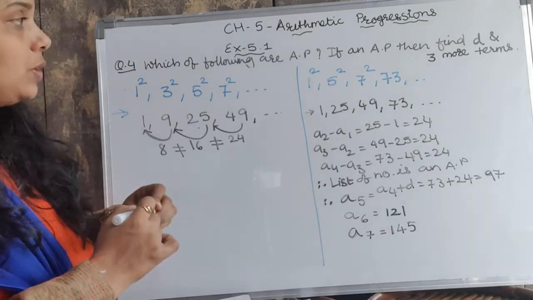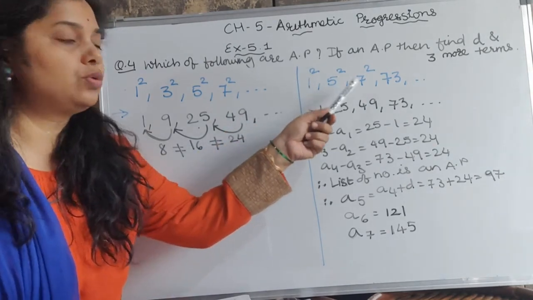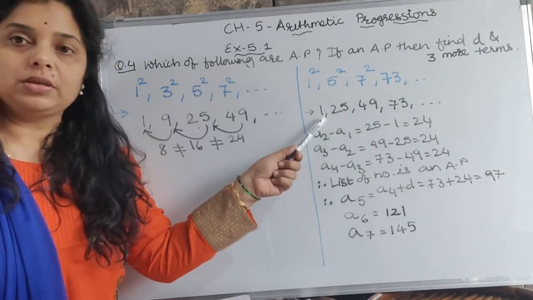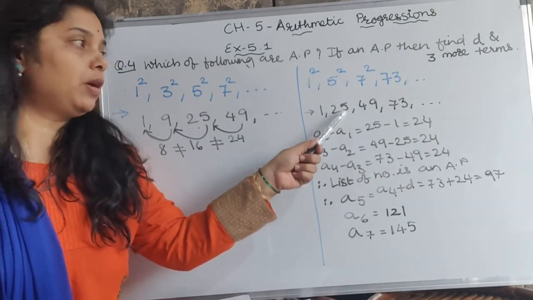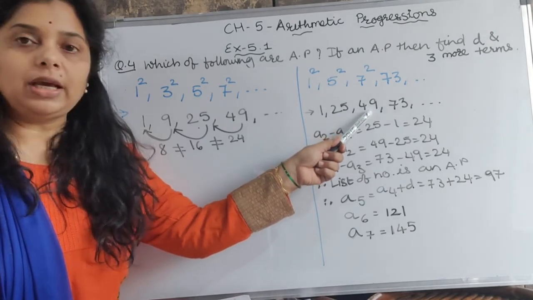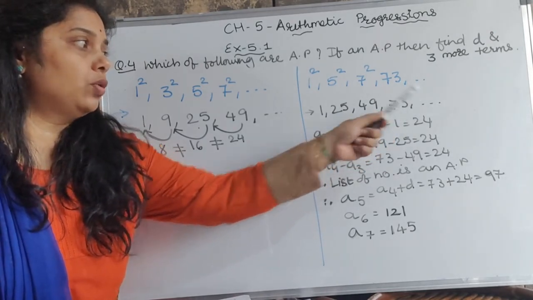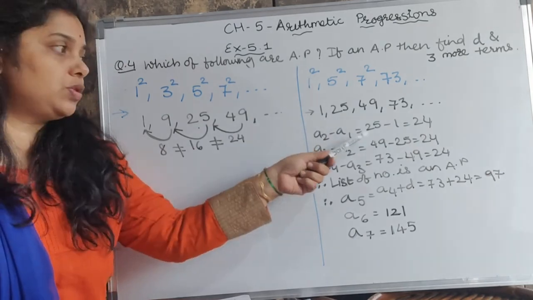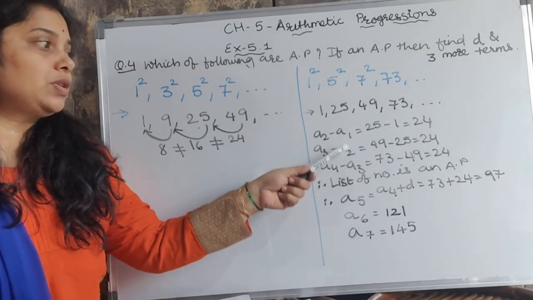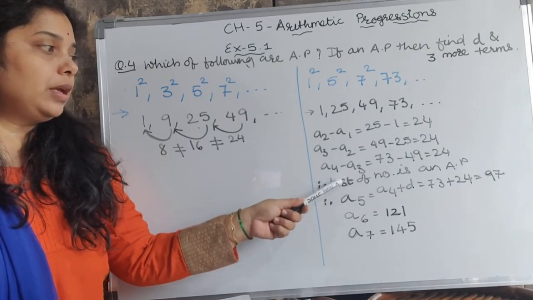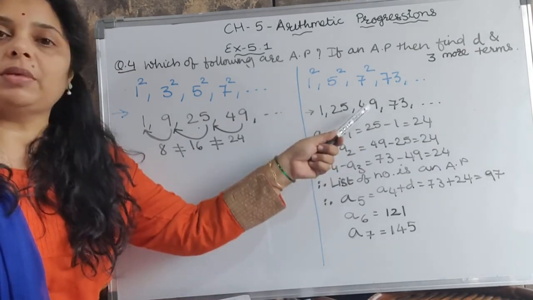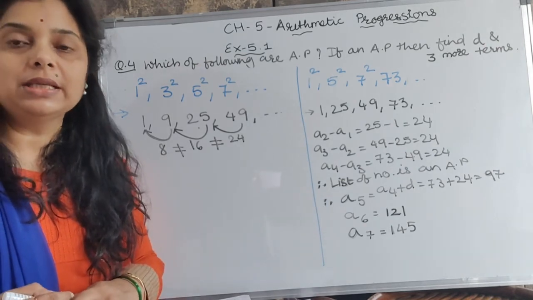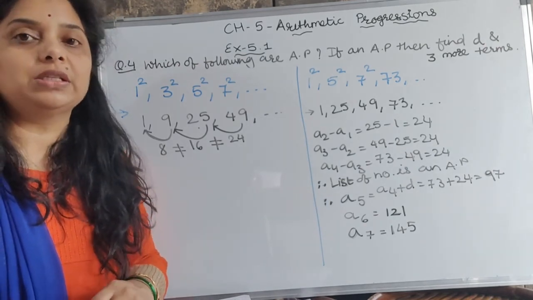Now the last one: 1 raised to 2, 5 raised to 2, 7 raised to 2 and 73. So 1 raised to 2 means 1, 5 raised to 2 is 25, 7 raised to 2 is 49, 73 and onwards. Here A2 minus A1, 25 minus 1 is 24, 49 minus 25 is 24, and A4 minus A3, 73 minus 49, is also 24. In short, the list of numbers is an AP and the common difference is 24.